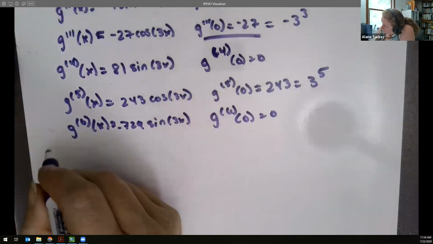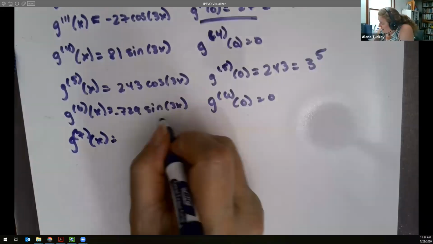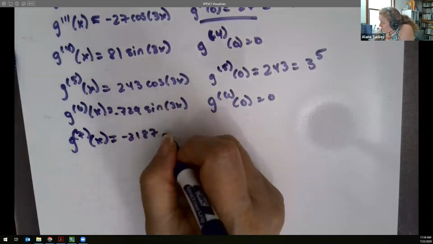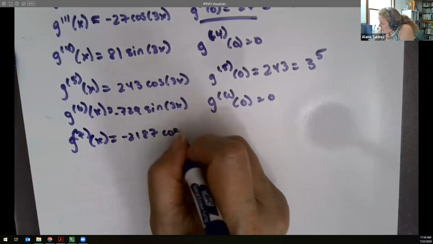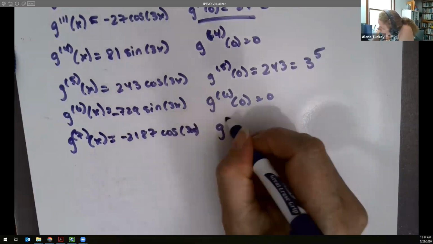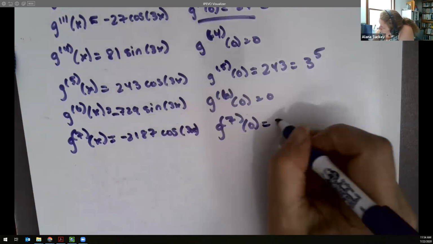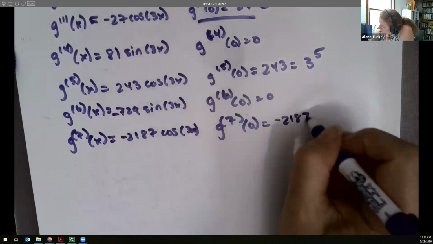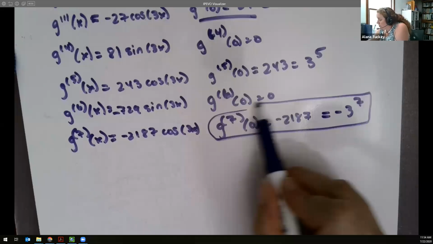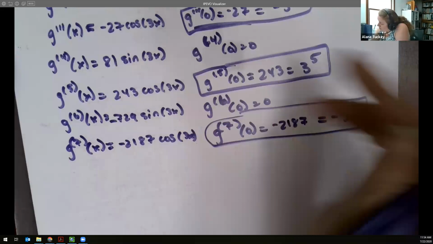And then last but not least, the seventh derivative is, and I just grabbed a calculator, negative 2187. Derivative of sine is cosine. So negative sine, so it's negative cosine. So the seventh derivative at 0 is negative 2187, which would be negative 3 to the 7th. I have found the first 4 terms that are not 0. They're this one, this one, this one, and this one. Part A is done.